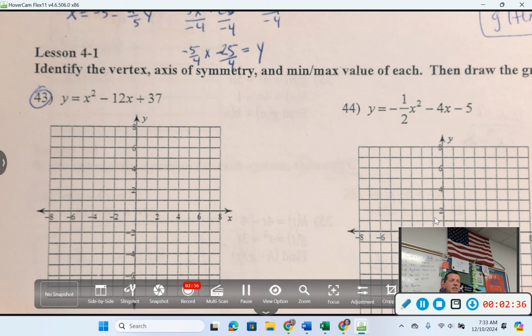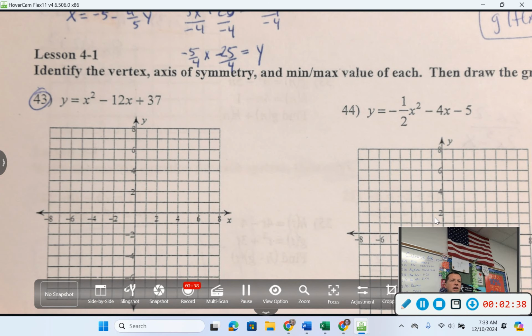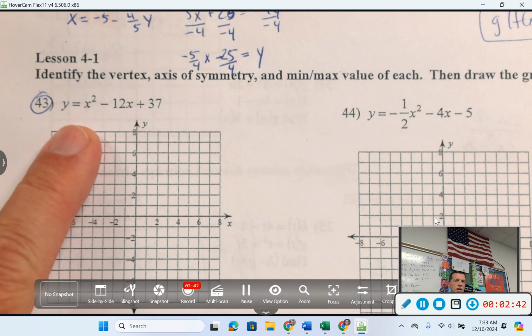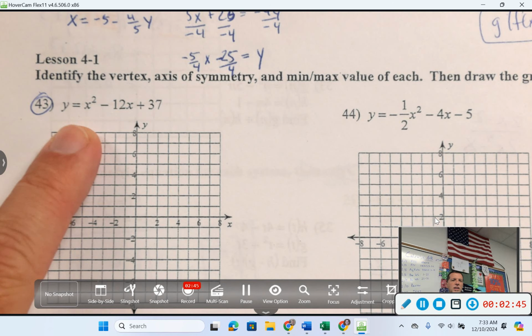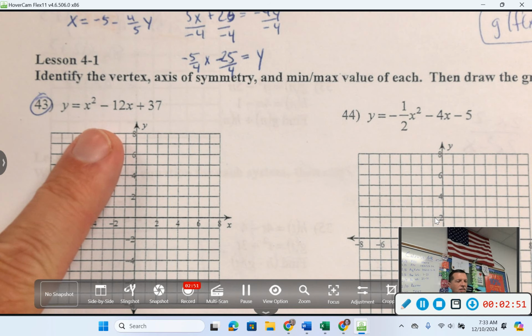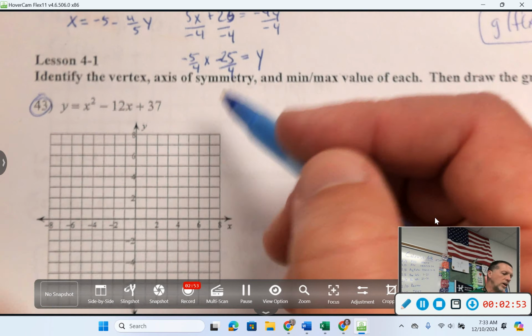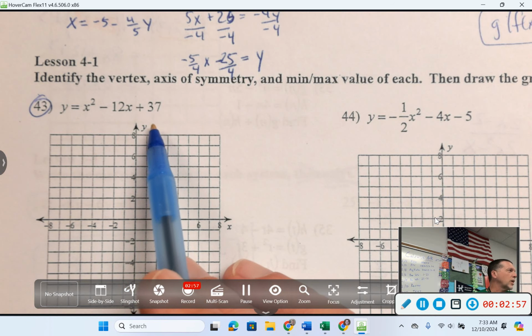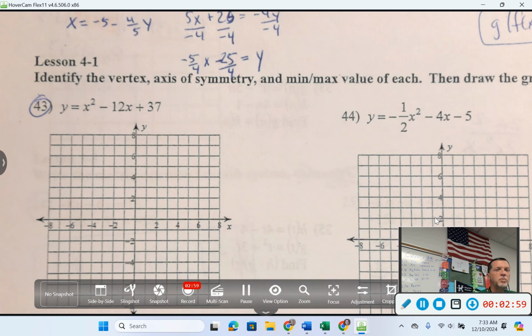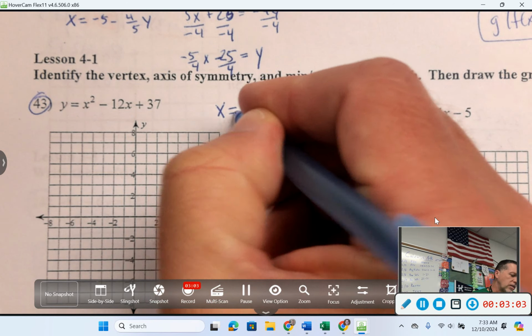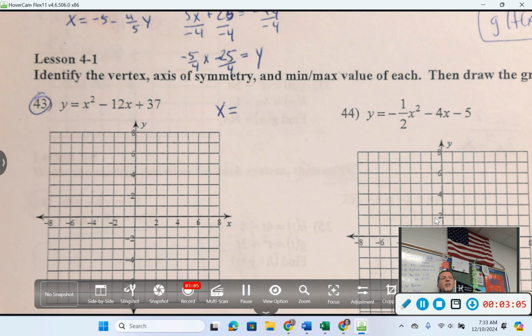It's difficult. 43. Identify the vertex. So that's clearly a parabola, but it's not the kind of parabola where you could just look and see what the vertex is. Well, there's two options. You could get it in the vertex form. That would involve completing the square. You probably don't want to do that. Or you could remember the x-coordinate formula for a vertex.